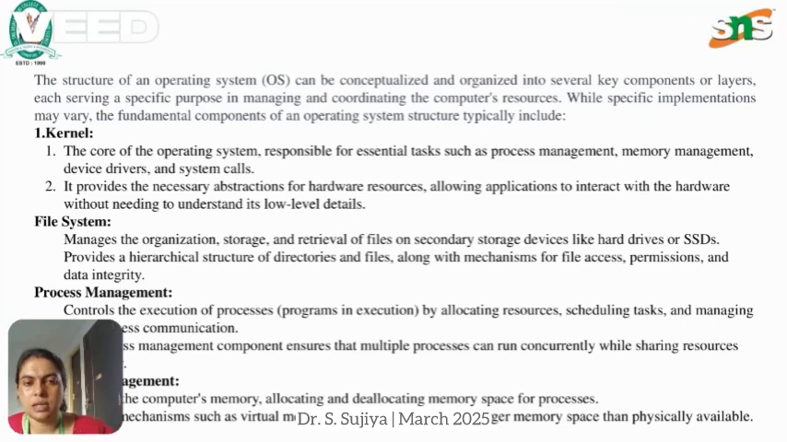It provides the necessary abstractions for hardware resources, allowing applications to interact with the hardware without needing to understand its lower level details. The file system is for storing and retrieving files on secondary storage devices like hard disks or SSDs, and it provides a hierarchical structure of directories and files, with mechanisms for file access, permissions, and data integrity. Process management controls the execution of processes by allocating resources, scheduling algorithms, and managing process communication. Next, memory management is allocating and deallocating memory space for a process.